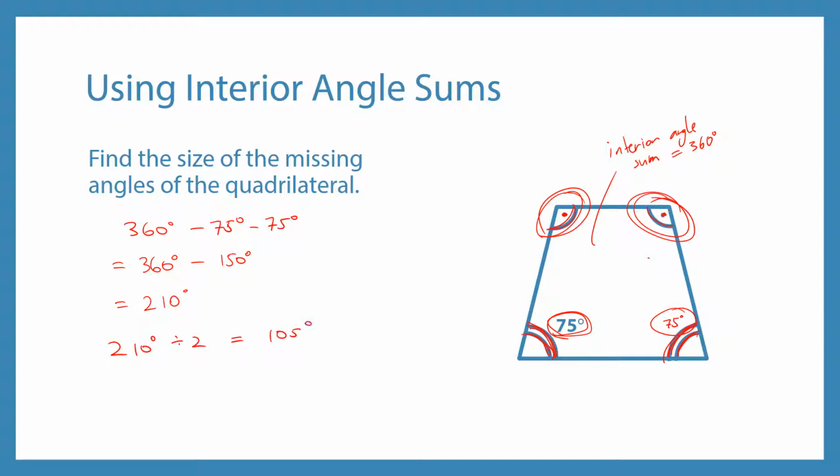So that means that this angle here is 105 degrees, and this angle here is 105 degrees as well. So we could check this to make sure that all of our angles add up to 360, which is the interior angle sum of a quadrilateral. So we end up with this, and then we can add them up, and we should get 360. And then we could say it's correct.